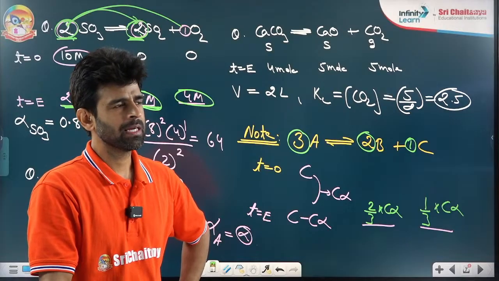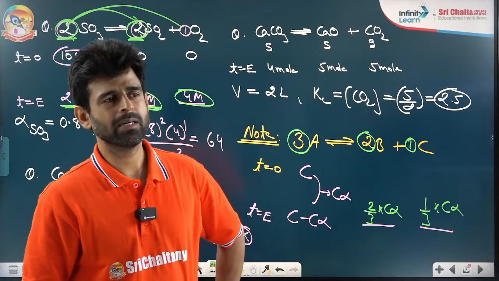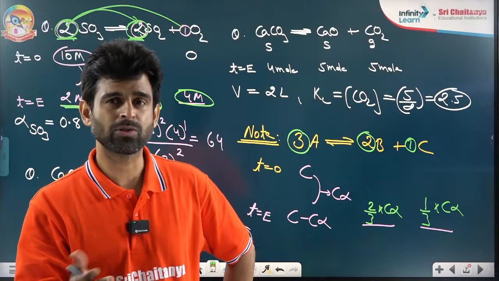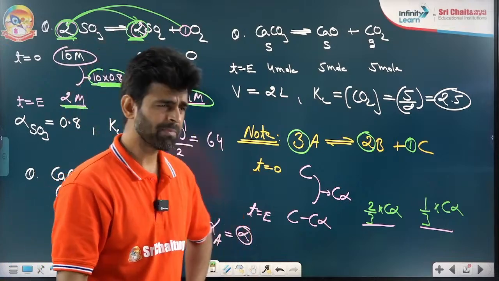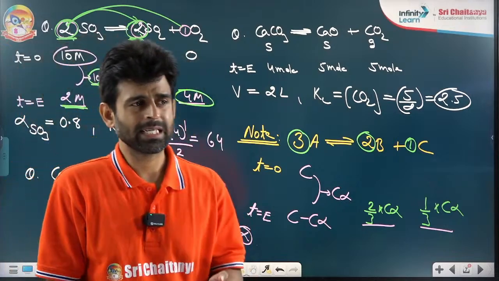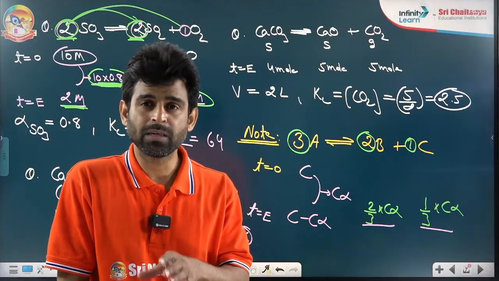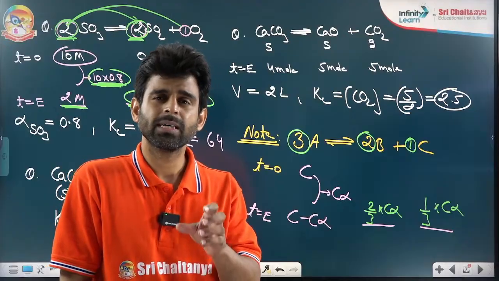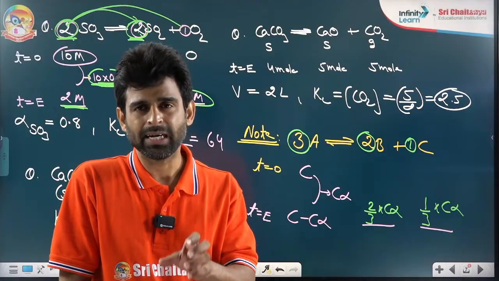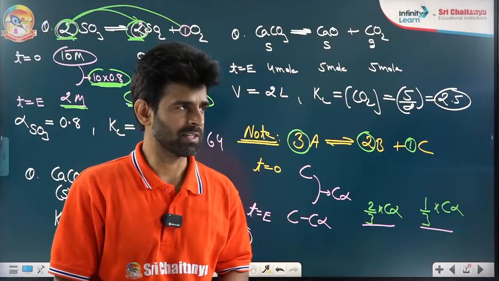Okay, got the point? Okay, let us see some Kp questions. Then we will see some mixed questions. Kp is a very simple thing. In Kc, we are putting the concentration at the time of equilibrium. In Kp, we'll put the partial pressure at the time of equilibrium. That's it, nothing different.